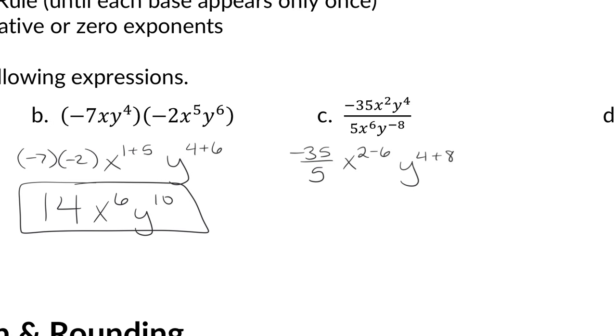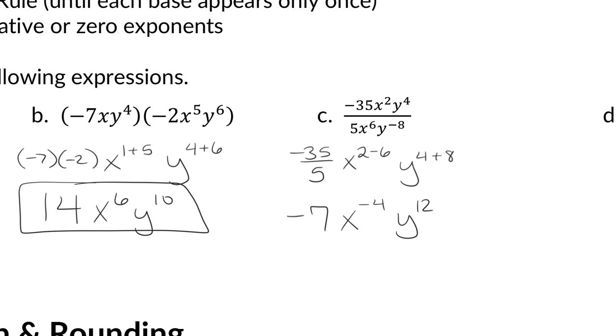Did I lose anybody right here? No. We took the regular numbers and did what regular number rules say, which is to divide them. But then I go into exponent rules because I have exponents. So x squared divided by x to the 6th said subtract. Y to the 4th minus -8, 4 plus 8. And when we finish this, -35 divided by 5 is -7. This is x to the -4. This is y to the 12th. Can I be finished right now?